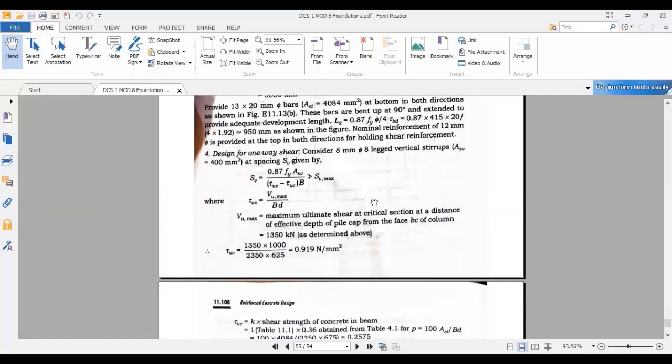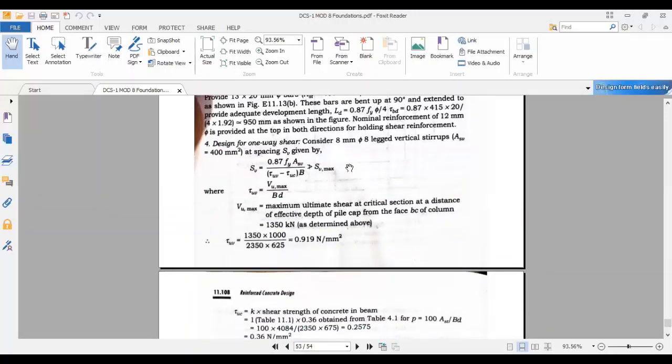Next is design for one-way shear. So we'll consider 8 mm dia, 8-legged vertical stirrups, and area of vertical stirrups is given by 400 mm square at spacing SV given by this formula.